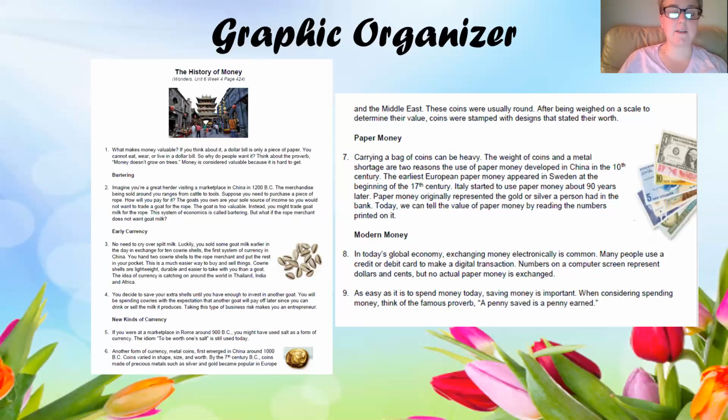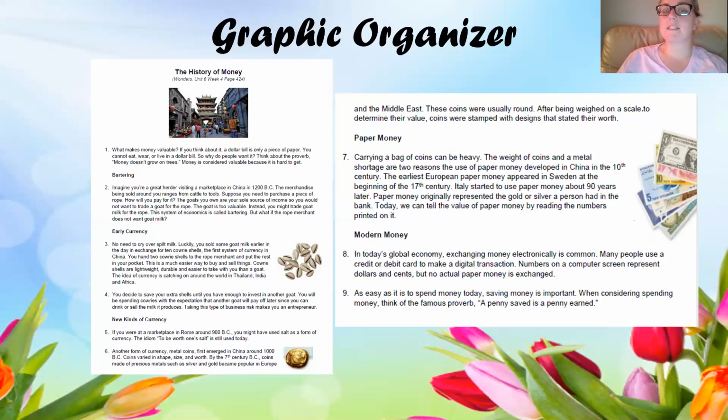New kinds of currency. If you were at a marketplace in Rome around 900 BC, you might have used salt as a form of currency. The idiom, to be worth one's salt, is still used today. Another form of currency, metal coins, first emerged in China around 1000 BC. Coins varied in shape, size, and worth. By the 7th century BC, coins made of precious metals such as silver and gold became popular in Europe and the Middle East. These coins were usually round.